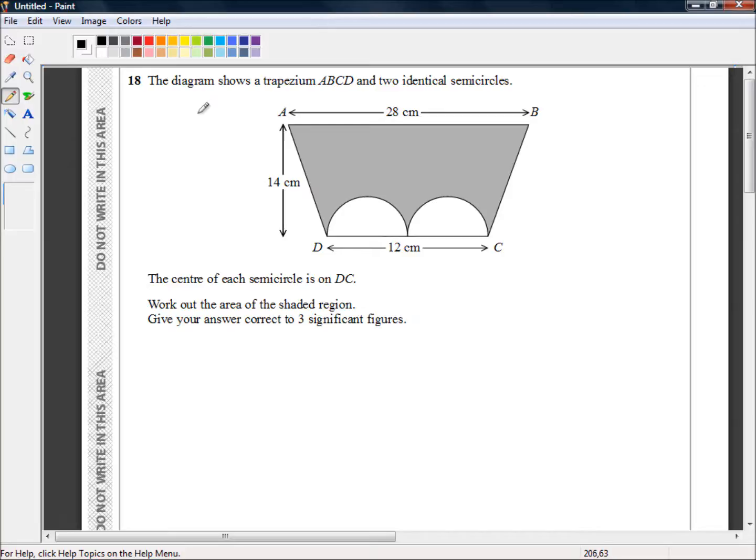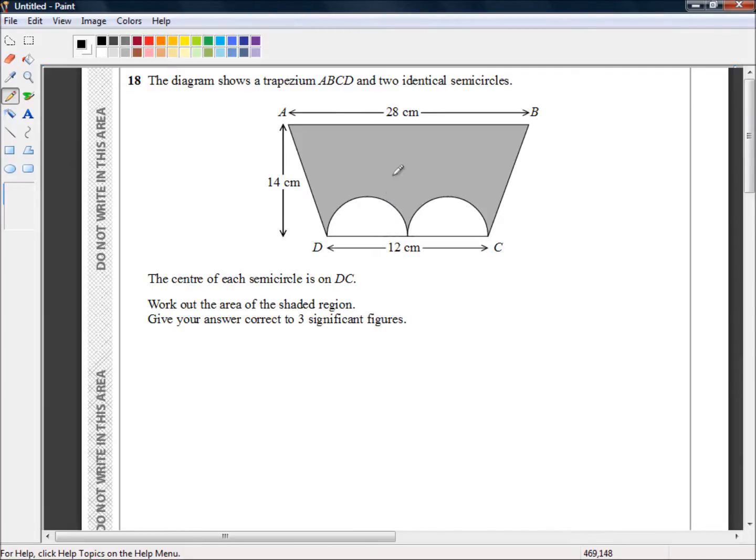This is paper 1MA1/3F. It's the third paper in the foundation tier. It's a calculator paper, so we are allowed to use a calculator, and we're picking up in question 18. The diagram shows a trapezium ABCD and two identical semicircles. The centre of each semicircle is on DC. Work out the area of the shaded region. Give your answer correct to three significant figures.